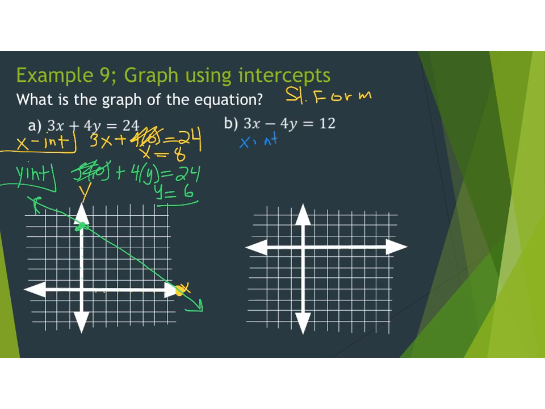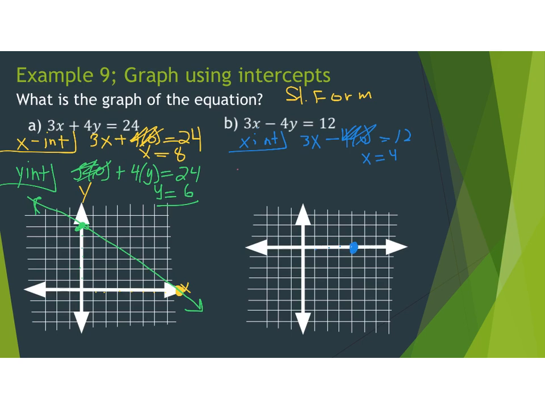My x-intercept, I'm going to put 0 in for y. 3x minus 4 times 0 equals 12. So that's 0 right there. Divide by the 3, and x equals 4. So that point is on the graph.